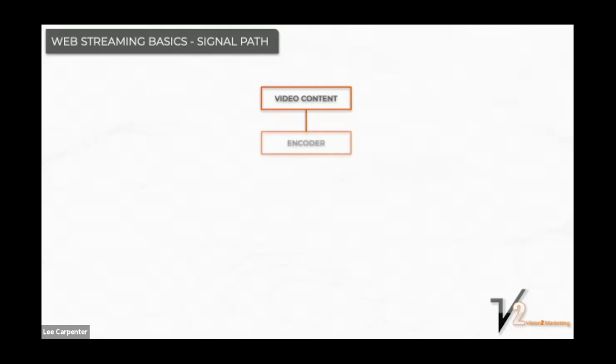So from your video content, you have to be able to capture that, and that's what an encoder does. There are different ways that things are encoded, which I'll go through in a minute, but an encoder can be something as simple as a mobile device or something as large and cumbersome as an actual hardware encoder, which we will also show you. But everything has to go from content to being encoded.